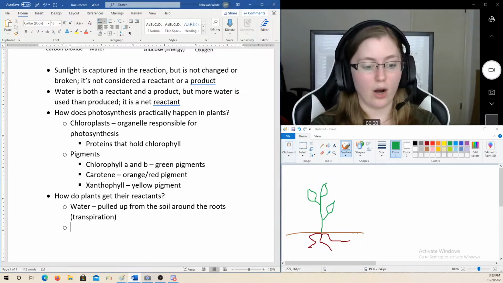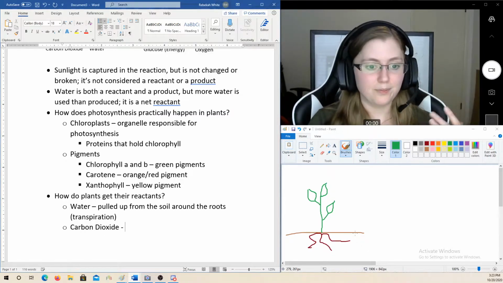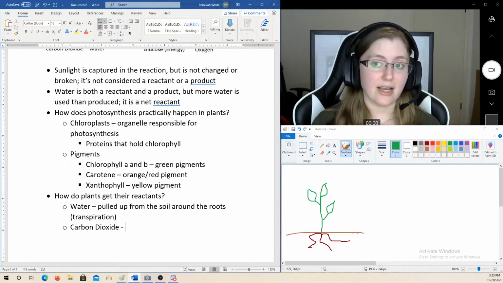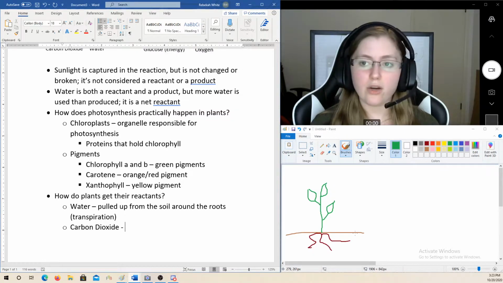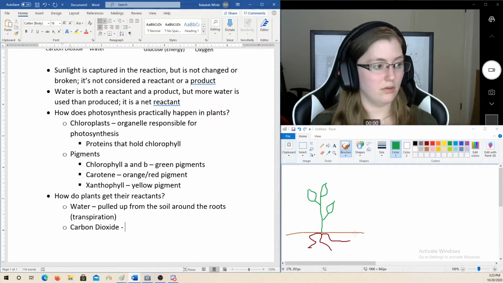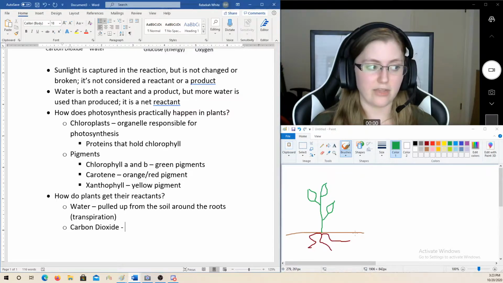Let's talk about carbon dioxide. So we had this other question earlier. The plants need carbon dioxide for this reaction. Where do they actually get it from? So where do we see carbon dioxide most of the time? What form is it usually? Right, it's usually in the air. So how are the plants going to be getting the carbon dioxide out of the air?